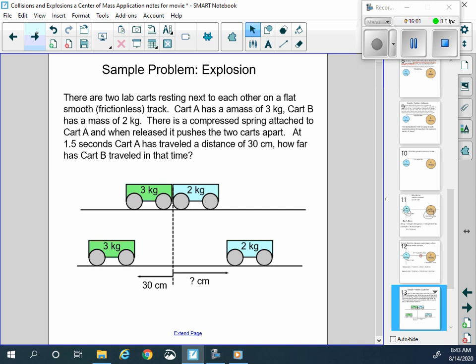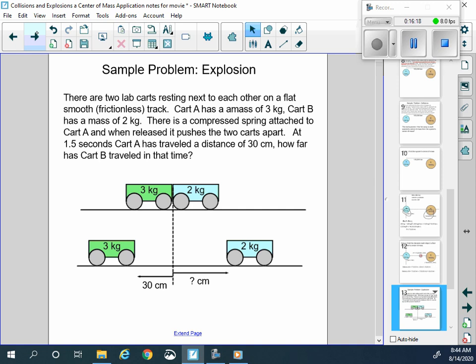Here we have an explosion. An explosion is just anytime two or more objects push apart very quickly. Here I have two lab carts. They are resting next to each other on a frictionless track. That means there's going to be no net external force.